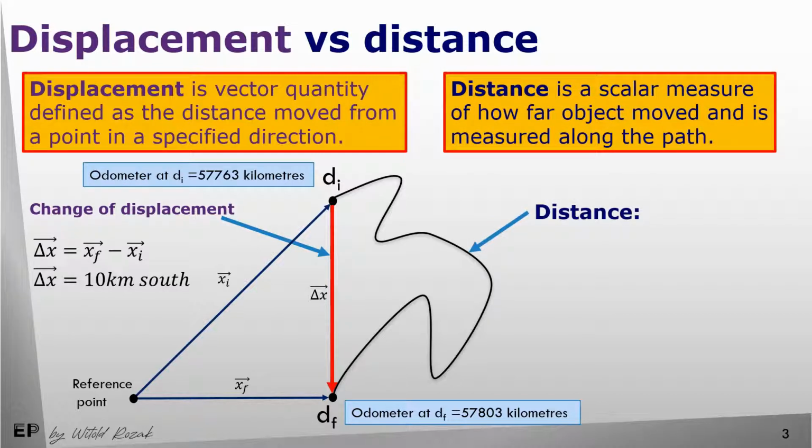Distance, on the other hand, is a measure of how far an object moved, and it's measured along a path. Let's assume that the car started at position di with an initial odometer reading of 57,763 kilometers. The car traveled along a curved path to the final position, where the odometer reading was 57,803 kilometers. To calculate the distance in this case, we need to subtract the initial odometer reading from the final odometer reading, which in this case gives us 40 kilometers.